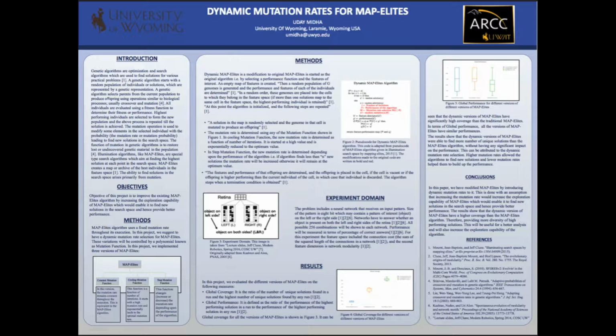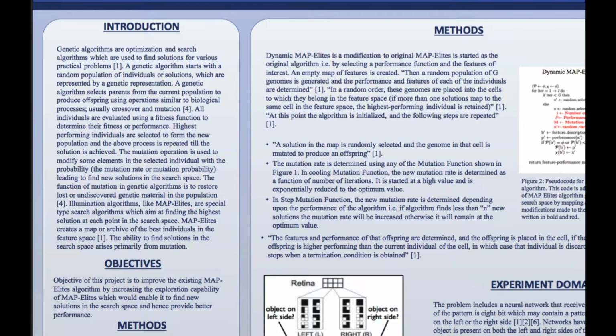Genetic algorithms are search and optimization algorithms used in many practical problems. They start with a random population of solutions or individuals. These solutions are modified to get new solutions by a process called mutation.